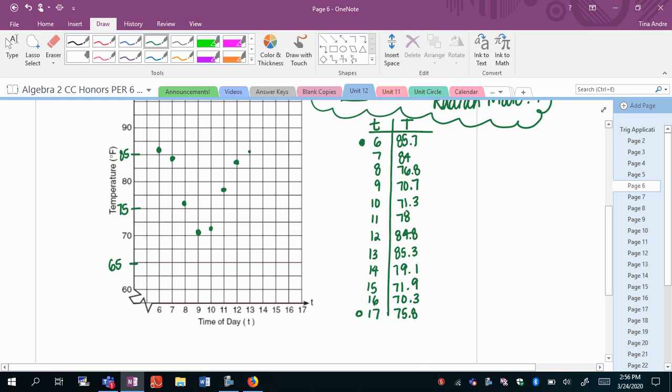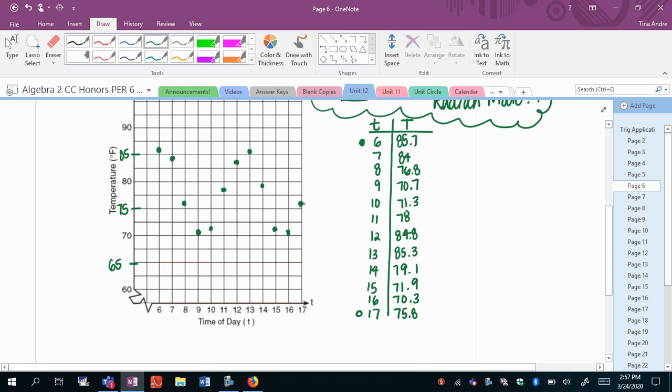And 14 we have is 79. 15 is 71. Almost 72. I'm going to move this up. So I'm trying to make these, with respect to each other, look as accurate as possible here. And then the last one, so 75.8.